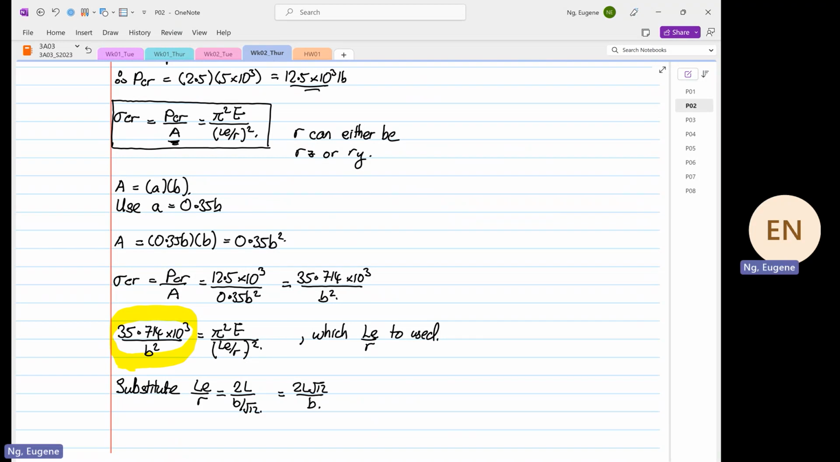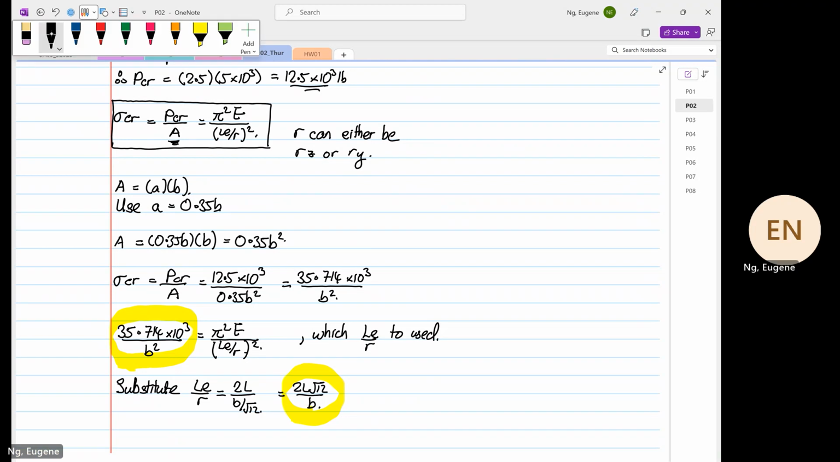Okay. As I say, why I choose this relationship over here? Because on the left hand side is 35.714 times 10 to the power 3 over b squared. So if I use a, I have one equation, two unknowns. If I use b, I will have one unknown, one equation, which is more solvable. Okay.